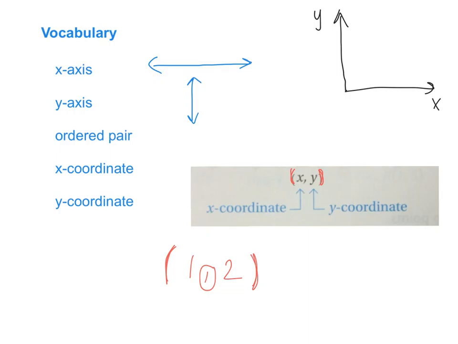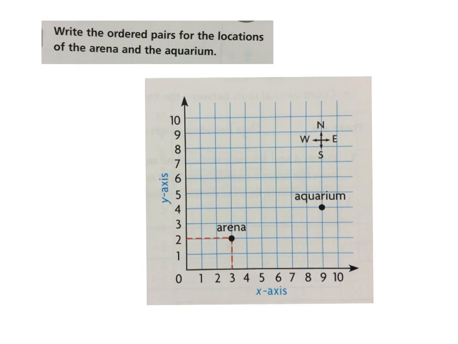In your notebook, I want you to draw this picture that you see here, and write that this is an ordered pair, and it always starts with the x coordinate, and then a comma, and then the y coordinate. It says write ordered pairs for the location of the arena and the aquarium. So here you can see you have a coordinate grid because you have an x-axis and you have a y-axis. I want you to take a couple moments right now to draw it in.